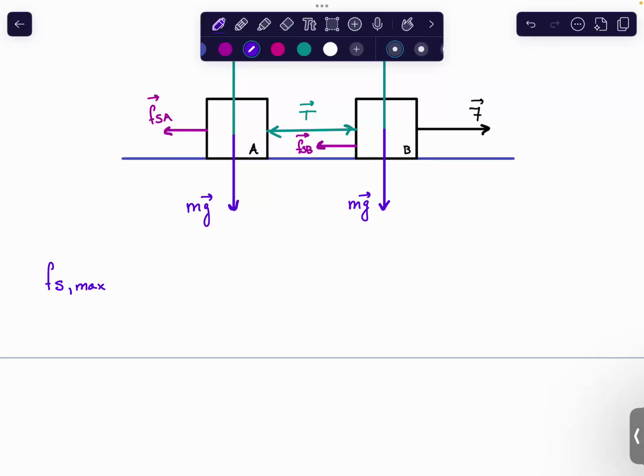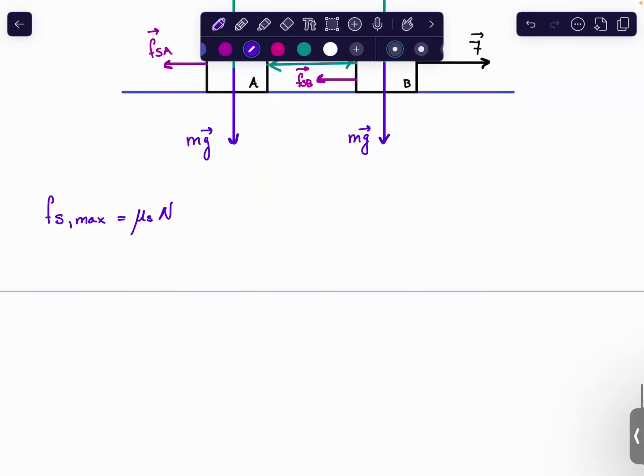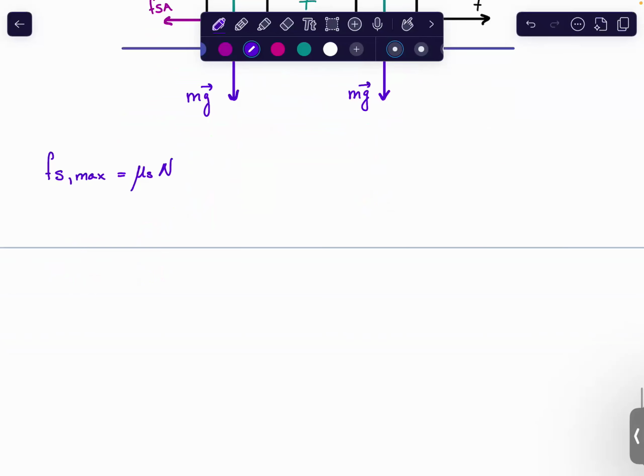Remember, the maximum static friction force is the coefficient of static friction times the normal force. And so when we figure out the force we need with this maximum static friction force factored in, anything beyond the force we calculate will get the system to start moving because we will have passed the maximum static friction. So for part A, we're going to look at block A.